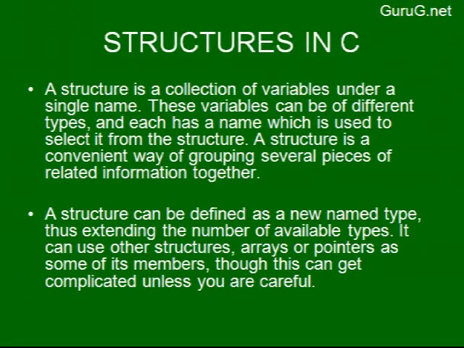Next is structures in C. A structure definition: a structure is a collection of variables under a single name. The variables can be of different types. See, the array is a data type which is a collection of similar types. But here, a structure is a user defined data type, which is a collection of different data types.